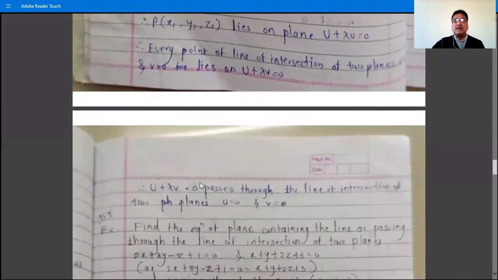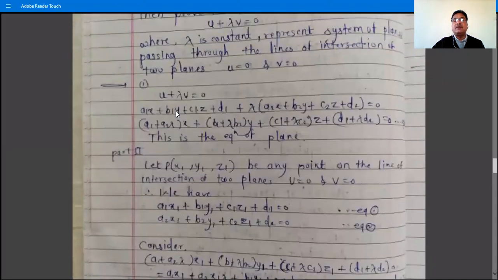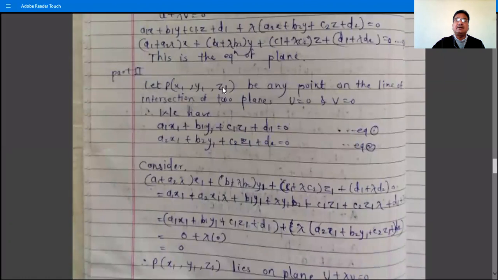This means U + lambda V = 0 passes through the line of intersection of the two planes U = 0 and V = 0. So first we proved that U + lambda V = 0 represents a plane, that is part 1, that U + lambda V is the equation of a plane. And now in the second part, the proof is that this plane U + lambda V = 0 passes through the line of intersection of the two planes U = 0 and V = 0.